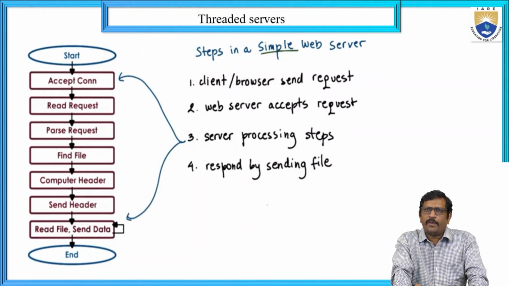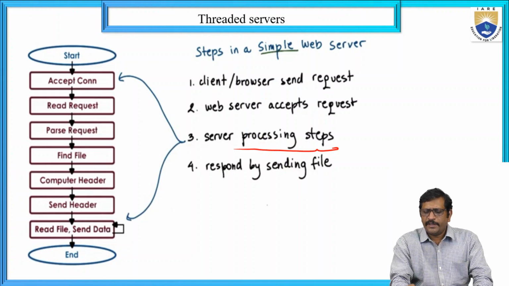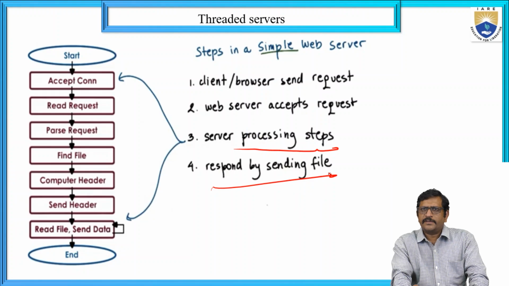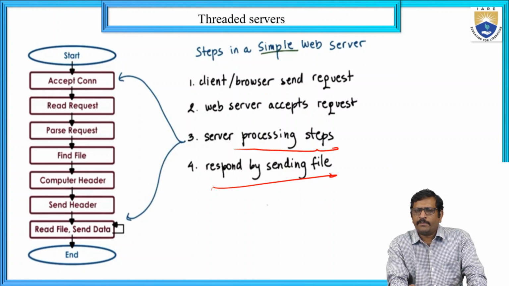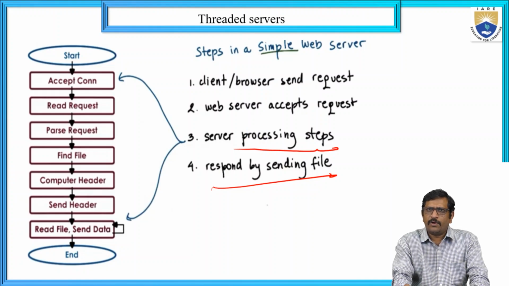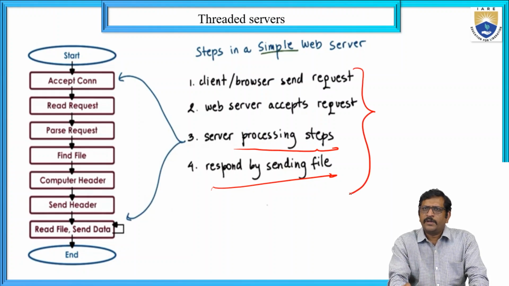Now, how can we improve the performance of the threaded server? The steps we generally take: the client or browser sends a request to the server, that means the web application browser. Once it sends the request, the web server immediately accepts it. Then the server processes the requested items and responds by sending the requested files to the client. By utilizing these four steps, we can improve performance in simple web servers.